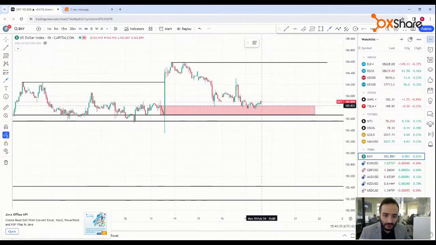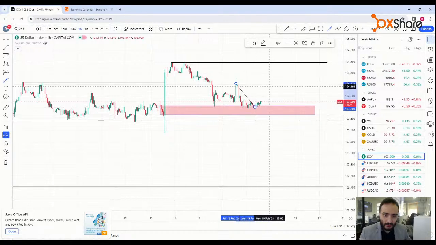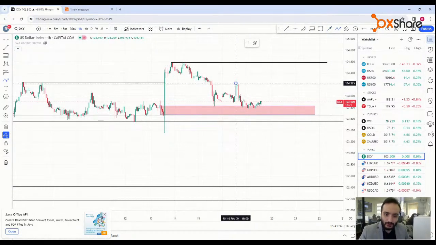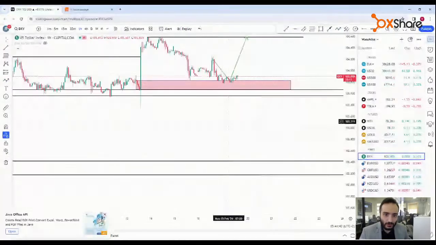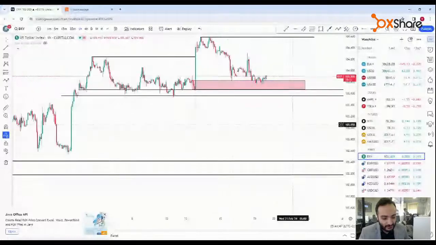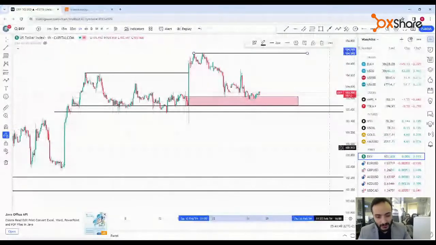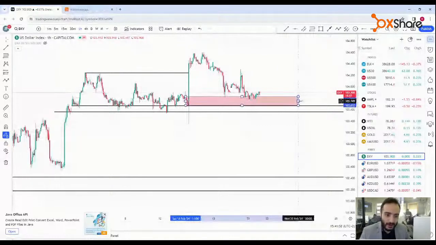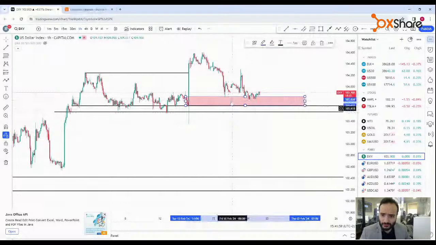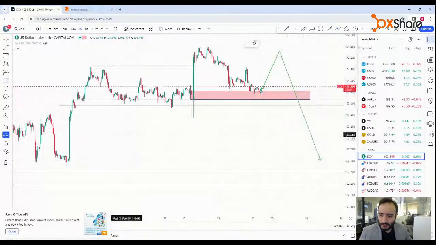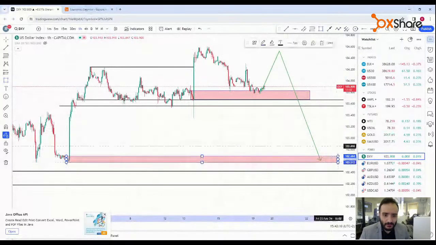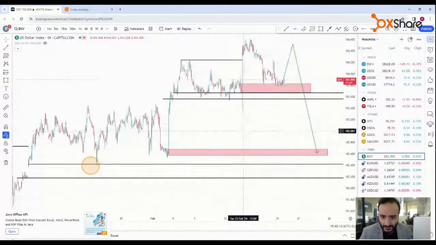So something like this. We retested here, and then we push to the upside before maybe breaking down with the economic news, if the news comes out negative for the DXY. As you can see, we are totally respecting this order block, this supply zone over here. You can see maybe a push to the upside, and then maybe a push to the downside, targeting these areas of supply.